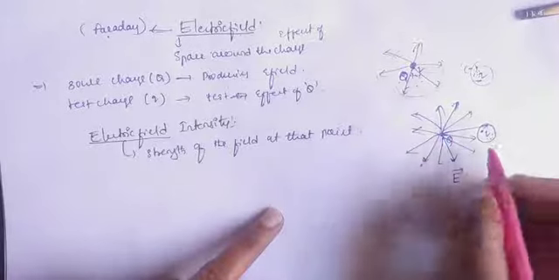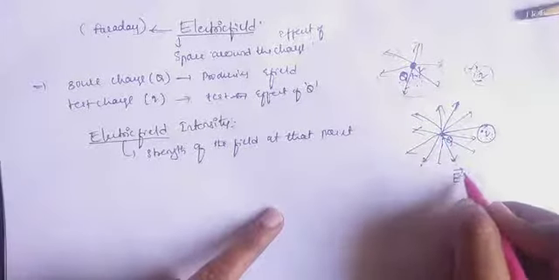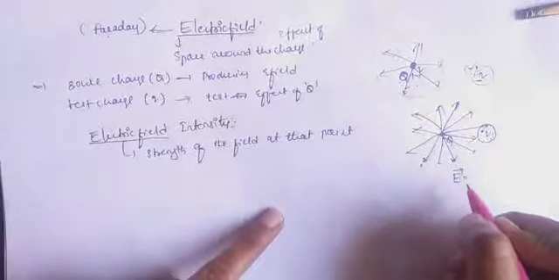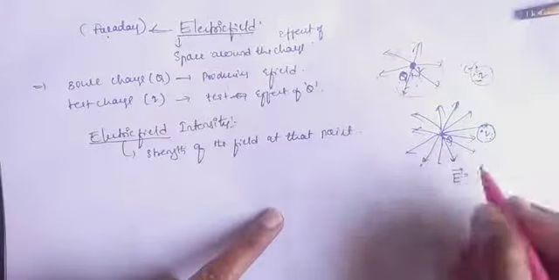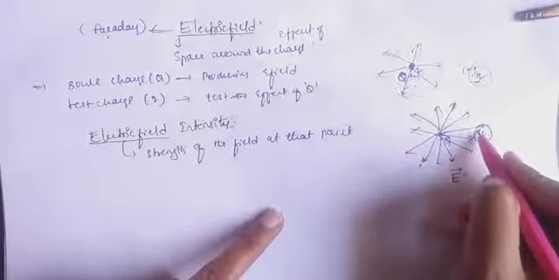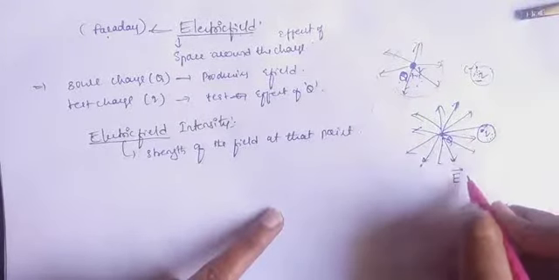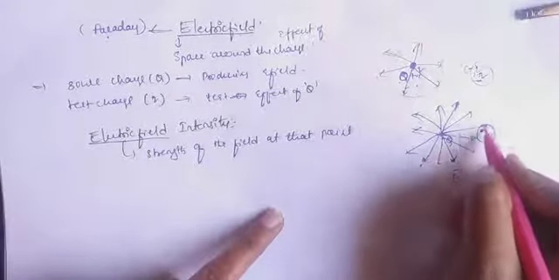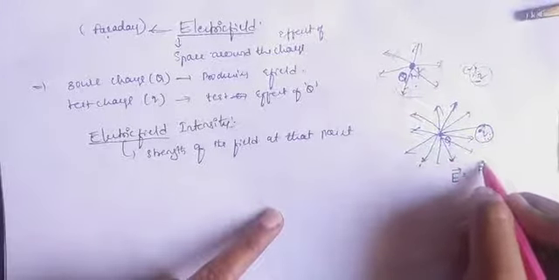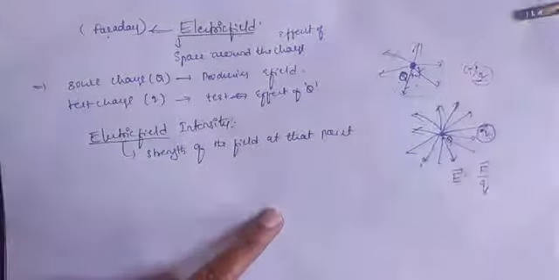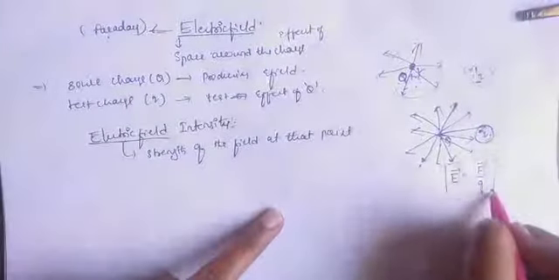If I place the charge here, then the force experienced by the test charge will be large. So the electric field intensity means the strength of the field at that point. Here I am considering the point, so the strength of the field is given by the force which acts on that charge. This force is the electric field intensity.